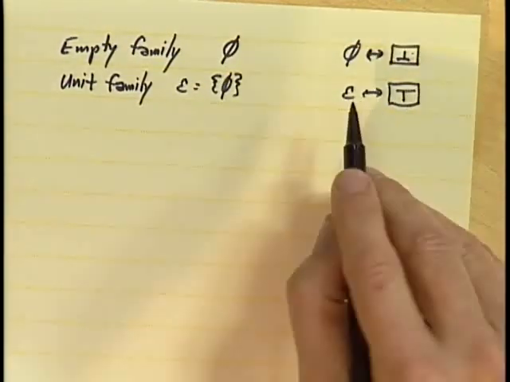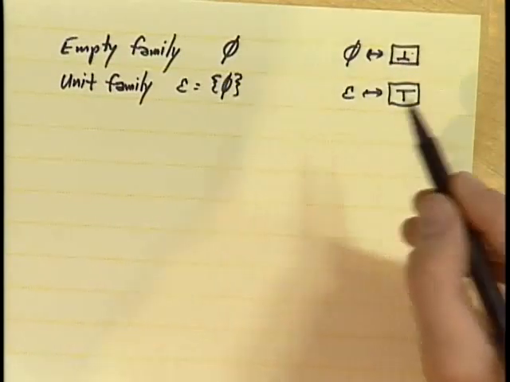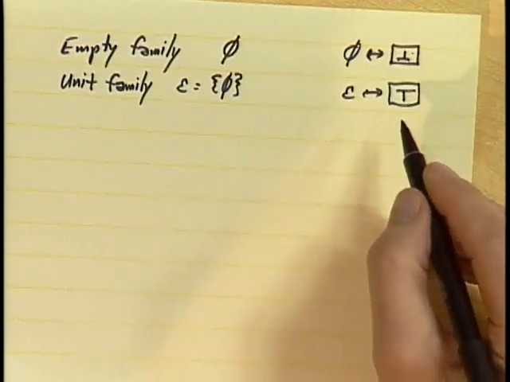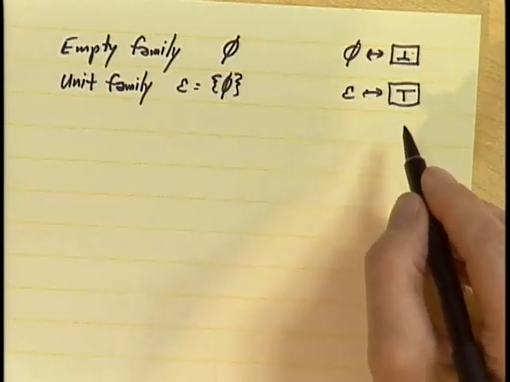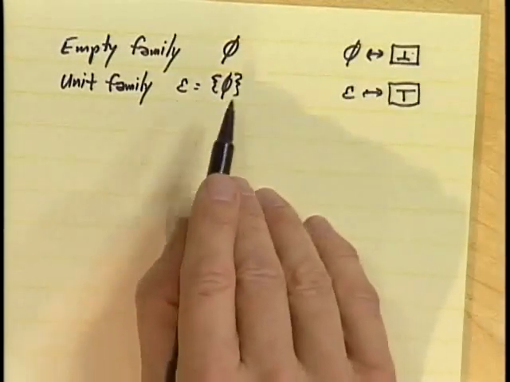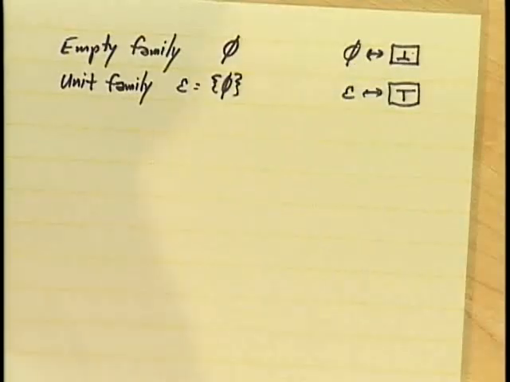With the ZDD, however, the function that corresponds to this guy is not the all-one function, but it's the function that is true only when all the variables are false. It's a family that has only one set. So the Boolean function is true.